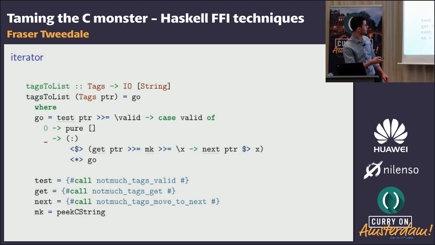And at the point where the test function indicates that there is nothing left in the iterator, we terminate with the empty list. So that's how you can turn a C iterator involving multiple functions into a Haskell list of strings, or a list of Haskell whatevers.